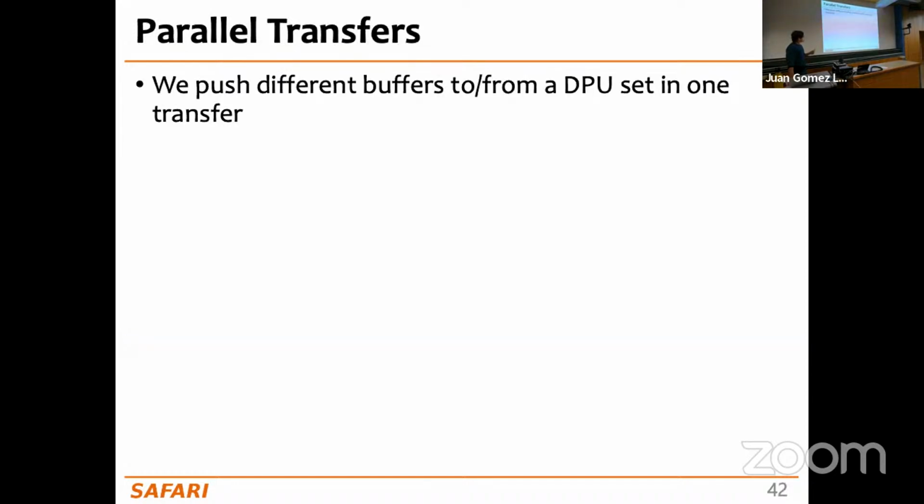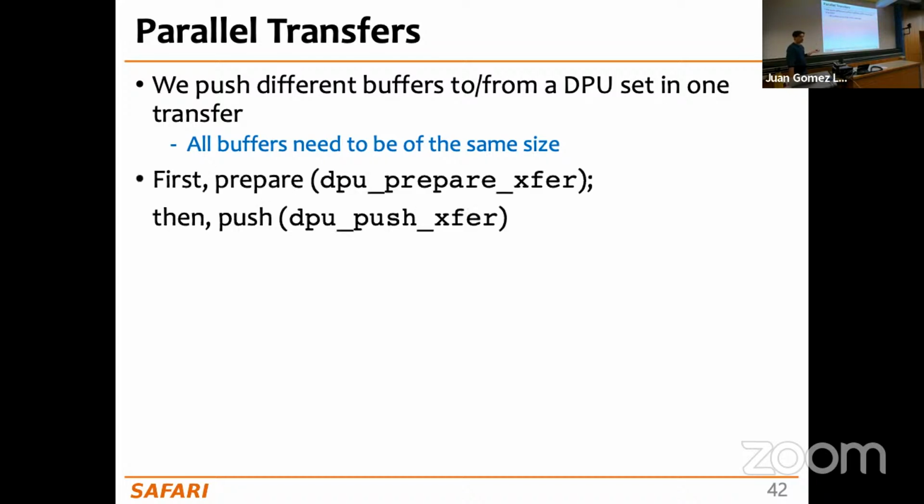We push different buffers from a DPU set in one transfer. All buffers need to be of the same size. If for whatever reason you have different sizes of these buffers, you cannot use parallel transfers, at least with the current SDK. This is not an inherent limitation of the system or a fundamental limitation of processing in memory, not at all. It's just a limitation of the current runtime system and the current SDK.